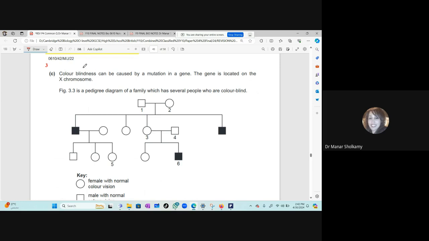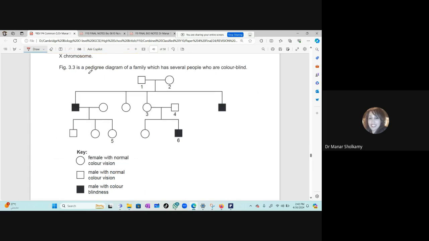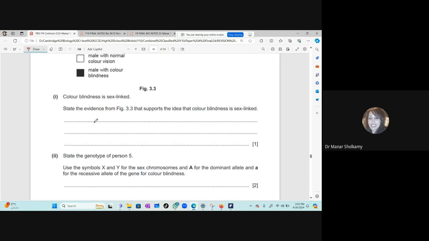This is a sex-linked disease, color blindness, that is caused by a mutation, and the gene is located on the X chromosome. Figure 3.3 is the pedigree diagram of a family who has several people who are colorblind. A lot of you still get confused with pedigree diagrams. These are diagrams that show how a particular disease is inherited in a family. Okay, let's read on. State the evidence from the figure that supports the idea that color blindness is sex-linked.